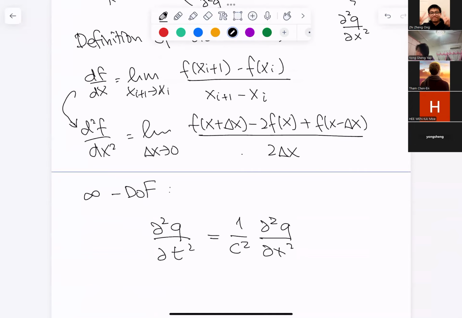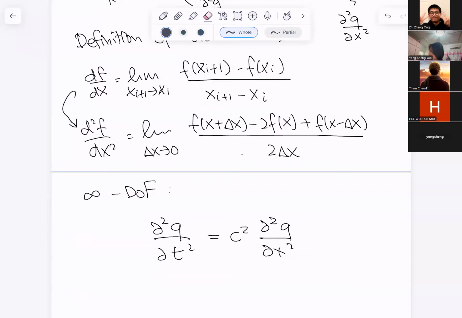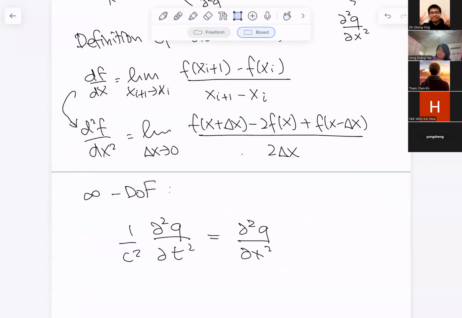Okay, I think it has the right. Does it have the right? Sorry. No, I think the c squared is here. Okay, sorry, 1 over c squared is here. This is like the k over m thing at the front. Okay, so this is another equation.